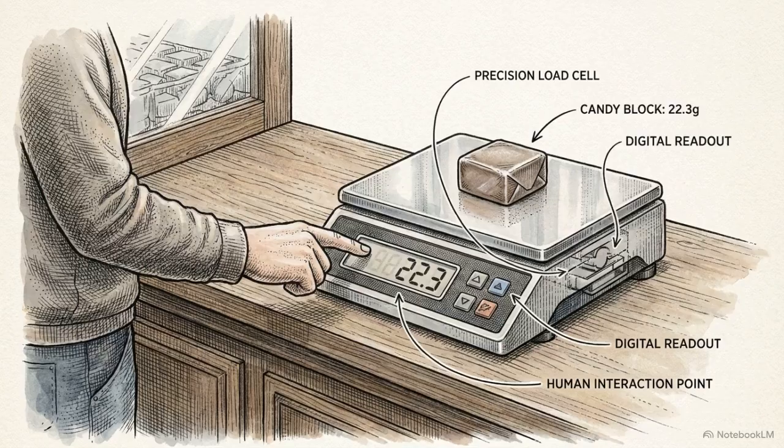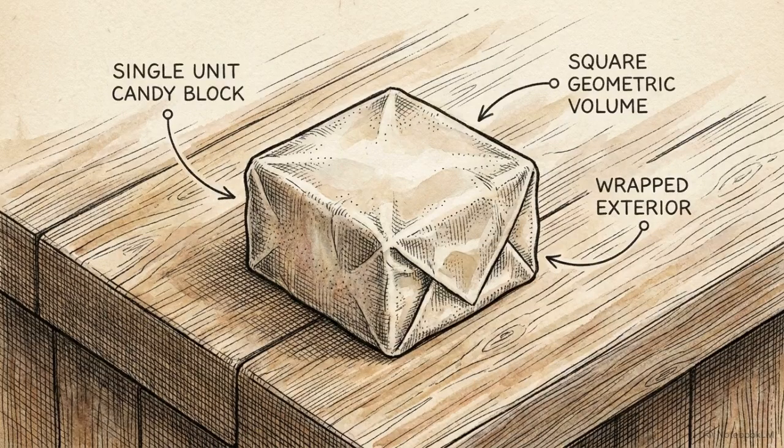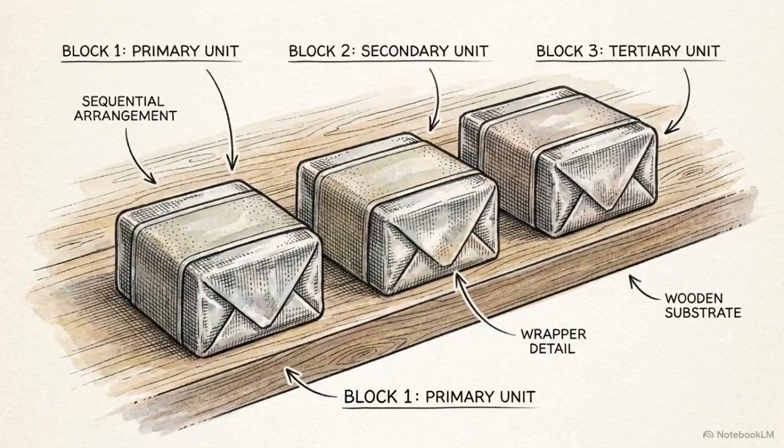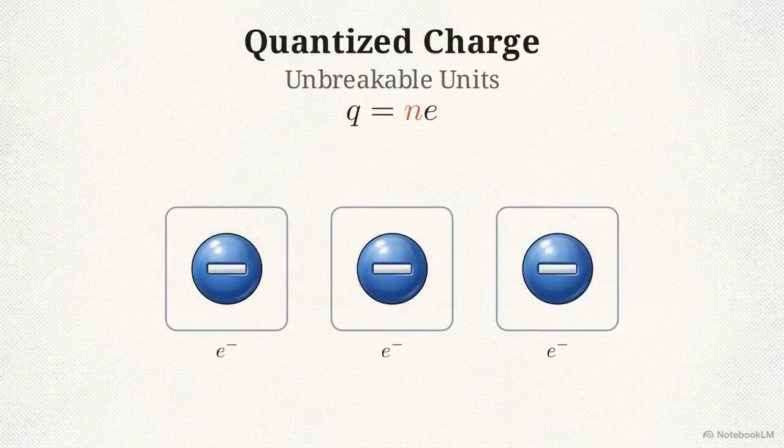In our plumbing setup, a single drop of water is what we call an electrical charge. Imagine walking into a candy shop and asking to buy 22.3 grams of a wrapped piece of candy. The shopkeeper would tell you it's impossible. Buy one whole piece, or 2 pieces, or even 3. Electrical charge works the exact same way. It is an unbreakable unit.